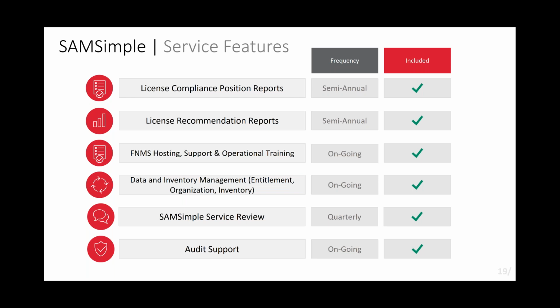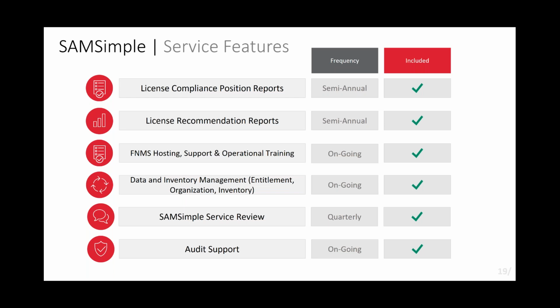So for inventory data, we define schedules. Maybe scanning happens on a weekly basis or a bi-weekly basis. Obviously, as new entitlement purchases are made, we'll bring that information in so that the entitlement baseline is up to date. And of course, as the organization changes, as new divisions are created, as new cost centers are created and so on, we'll of course keep that information up to date as well on an ongoing basis so that it's always accurate. In terms of governance for SAMSimple, so we'll conduct quarterly service reviews with customers.